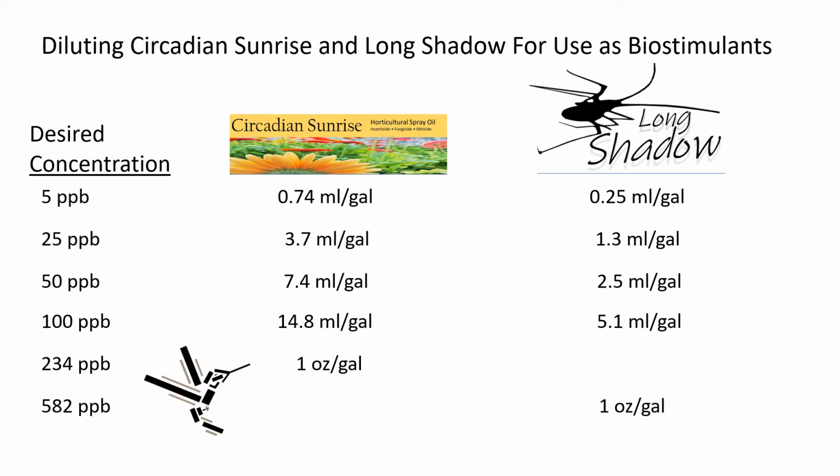Here's a dilution table. So if you wanted to use our products and have a 25 parts per billion concentration in the final product, you would add only 3.7 milliliters per gallon of water. To achieve that with Circadian Sunrise and with Long Shadow, you would only need 1.3 milliliters per gallon. And 100 parts per million, 14.8, etc. So these products can be used to provide biostimulants to your crops.